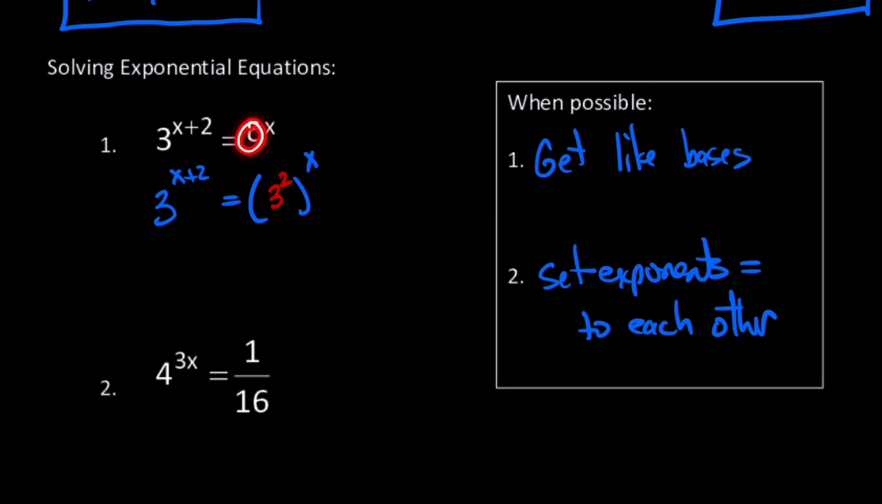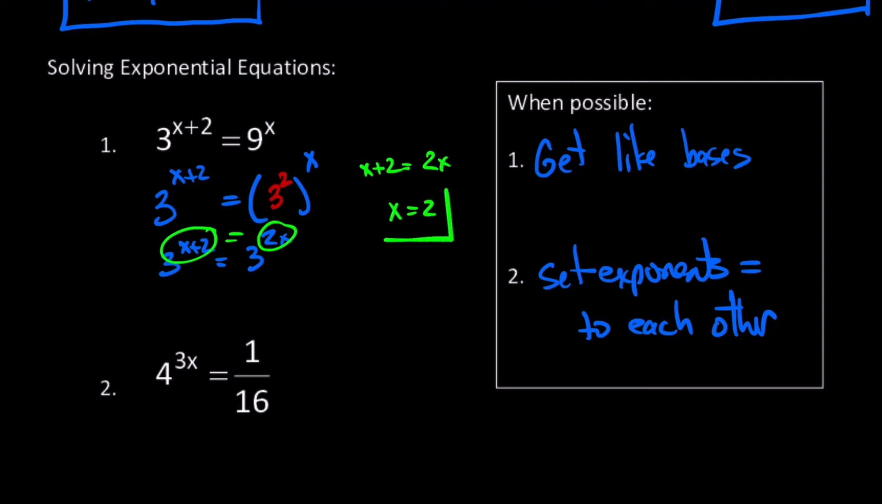Note, this and that are exactly the same. I didn't change this equation whatsoever. Now, I just need to apply my properties of exponents, take a power to a power. So my equation becomes 3 to the x plus 2 equals 3 to the 2x. And now, you can set those exponents equal. So x plus 2 equals 2x, subtract x from both sides, x equals 2.